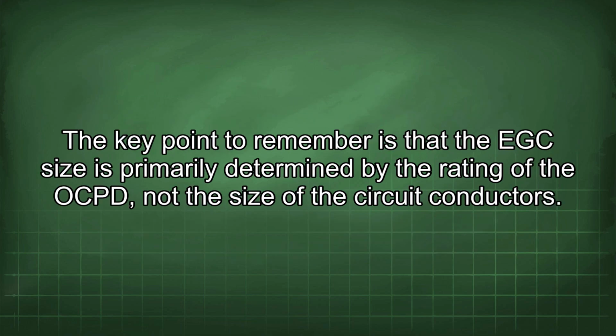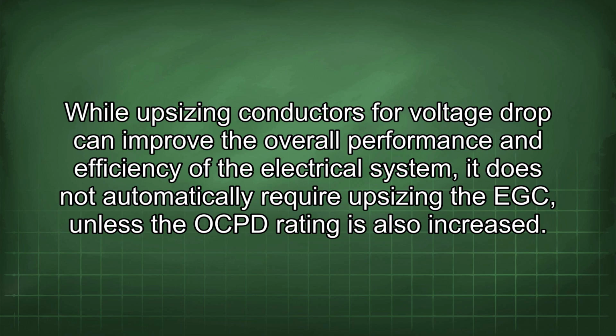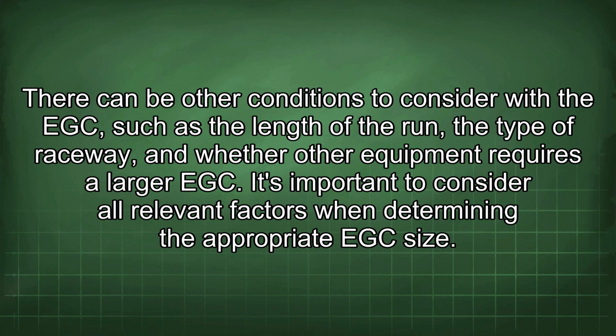The key point to remember is that the EGC size is primarily determined by the rating of the OCPD, not the size of the circuit conductors. While upsizing conductors for voltage drop can improve the overall performance and efficiency of the electrical system, it does not automatically require upsizing the EGC unless the OCPD rating is also increased. There can be other conditions to consider with the EGC, such as the length of the run, the type of raceway, and whether other equipment requires a larger EGC. It's important to consider all relevant factors when determining the appropriate EGC size.